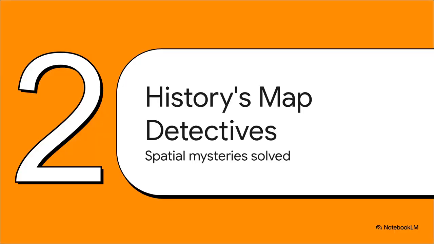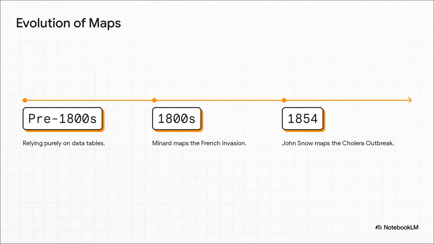Moving right along to Section 2, History's Greatest Map Detectives, Solving Mysteries with Geography. So, before the 1800s, people definitely had data, but relying purely on tables meant they often just couldn't see the big patterns. Then, things really started to change. In the 1800s, Charles Joseph Minard created one of the greatest statistical graphics ever made by mapping the French invasion of Russia. He showed army size, the route they took, and the freezing temperatures all on one single map.